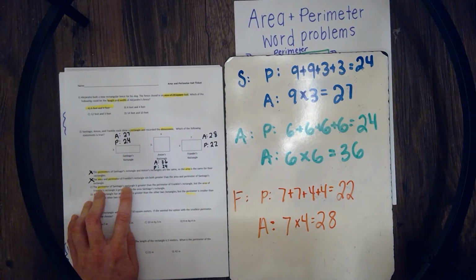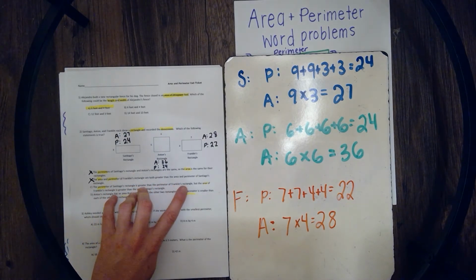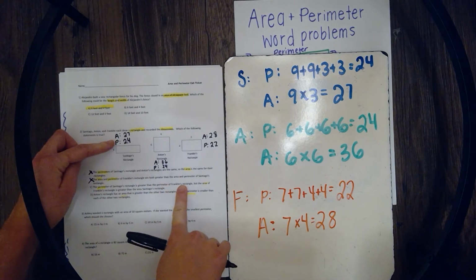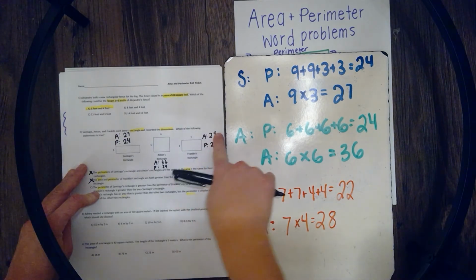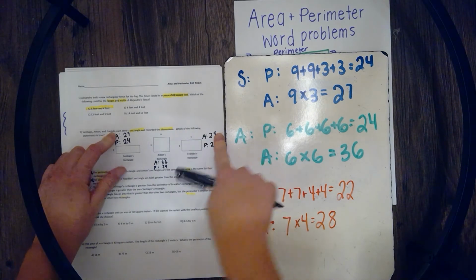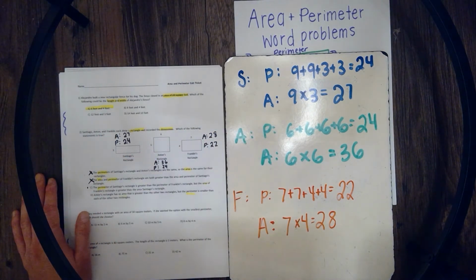C, the perimeter of Santiago's rectangle is greater than the perimeter of Franklin's rectangle. So the perimeter of Santiago's, 24, is greater than the perimeter of Franklin's, 22. That's correct. But the area of Franklin's is greater than the area of Santiago's. That is also correct. 28 is more than 27. So that works. And put a dot next to it.